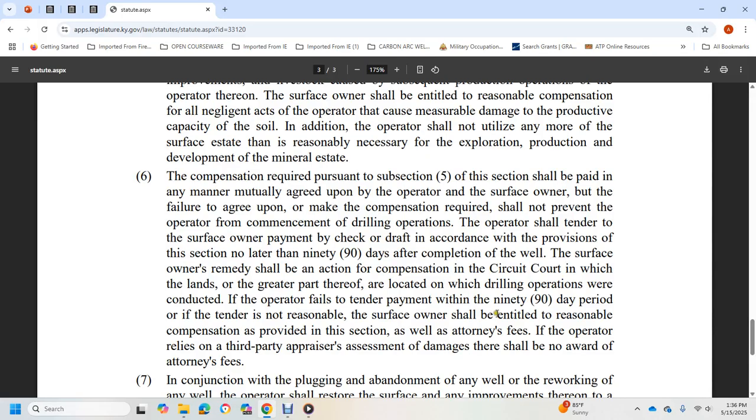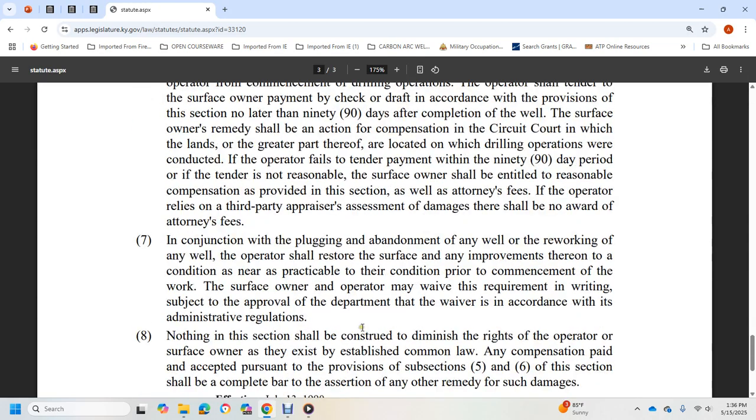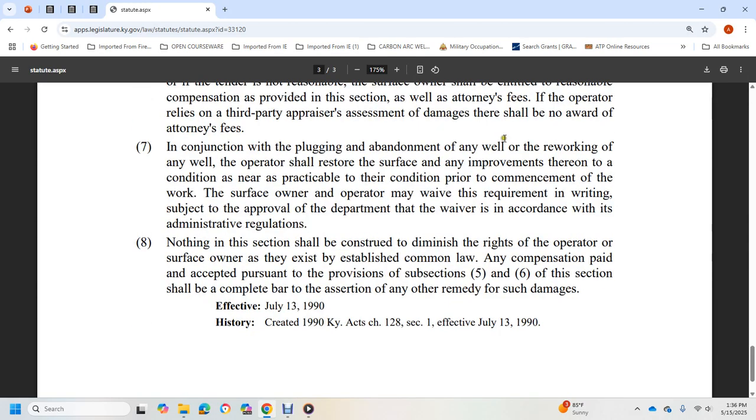or if the tender is not reasonable, the surface owner may seek the reasonable compensation provided in this section, as well as attorney fees. If the operator relies on a third-party appraiser, the assessment of the damage should be no award of attorney fees. In conjunction with plugging and abandonment, or any reworking of the well, the operator will restore the surface improvements thereto to as near their original condition as practical.